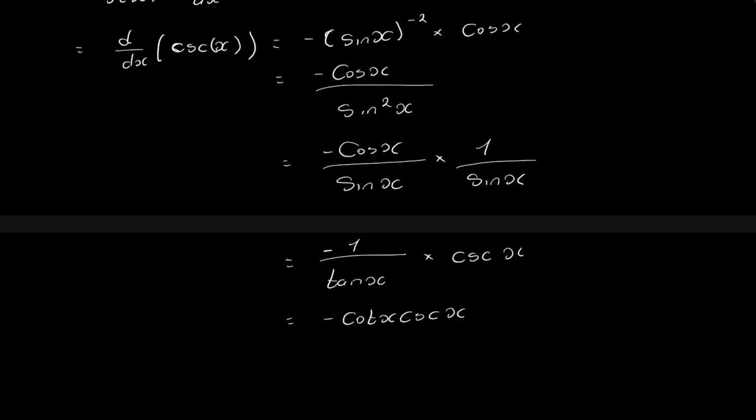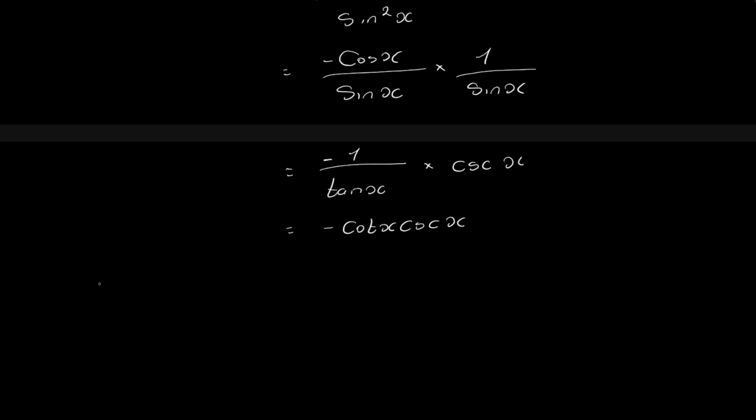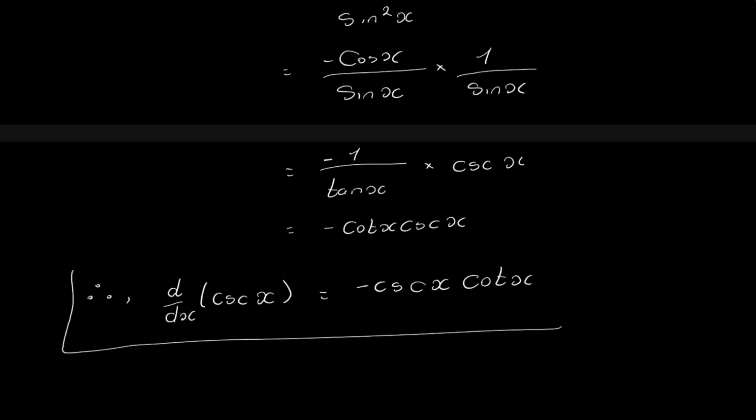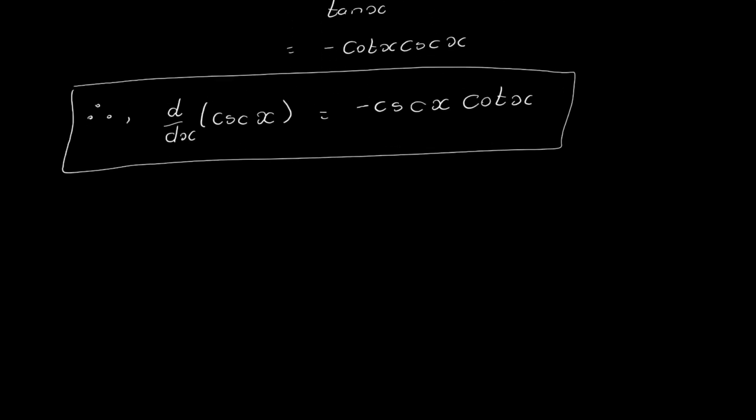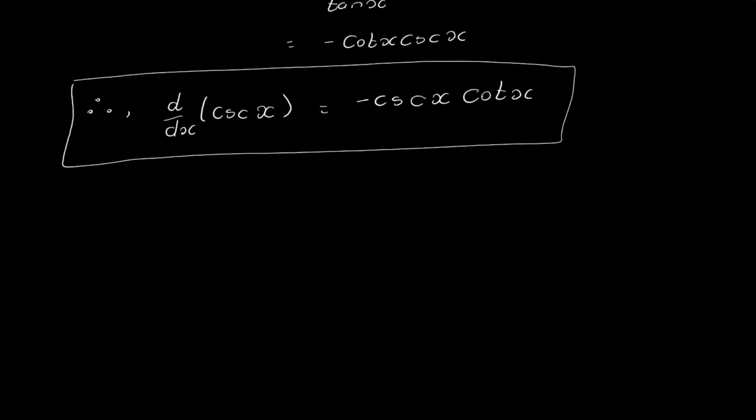So what can we then conclude? The derivative with respect to x of cosec x is equal to negative cot x cosec x, or better, cosec x cot x. But sorry, the negative sign there. So the derivative with respect to x of cosec x gives us negative cosec x cot x. So let's move on to our third example. In this case, we are going to differentiate, that is example 3.